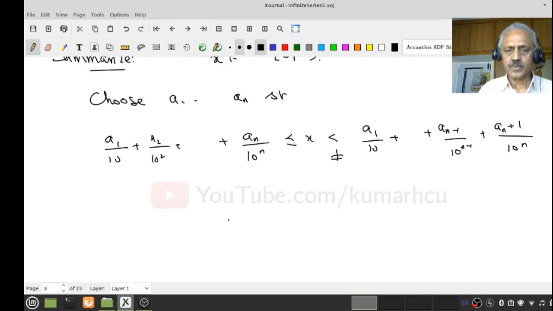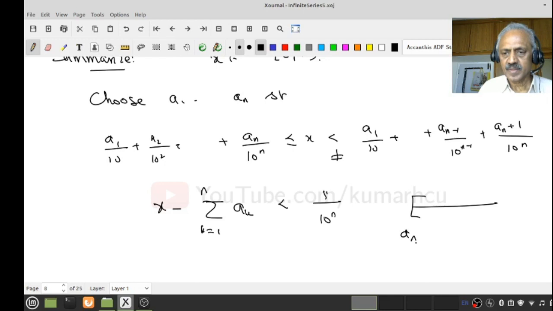Understood? Therefore, where does x lie? Notice that x minus the summation of ak, k equal to 1 to n, is strictly less than 1 by 10 to the power n. Because it lies in here, between an by 10 to the power n and an plus 1 by 10 to the power n.